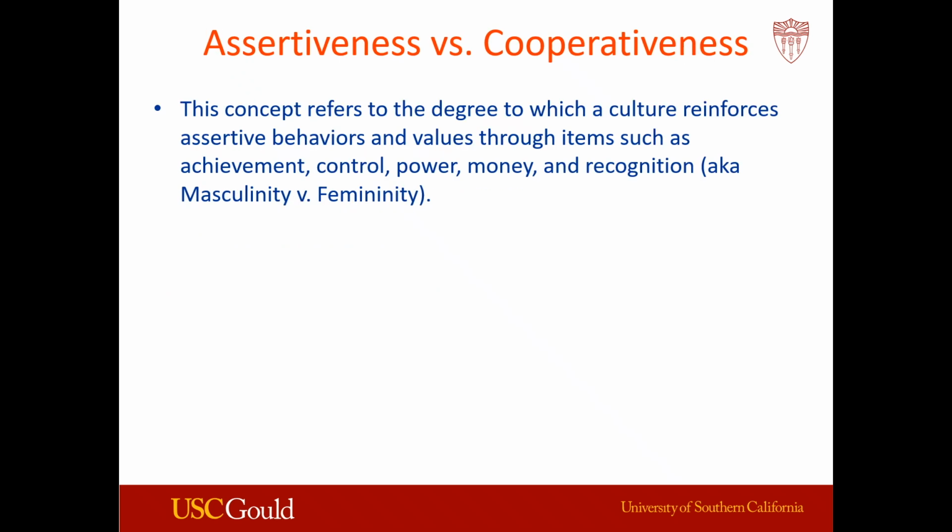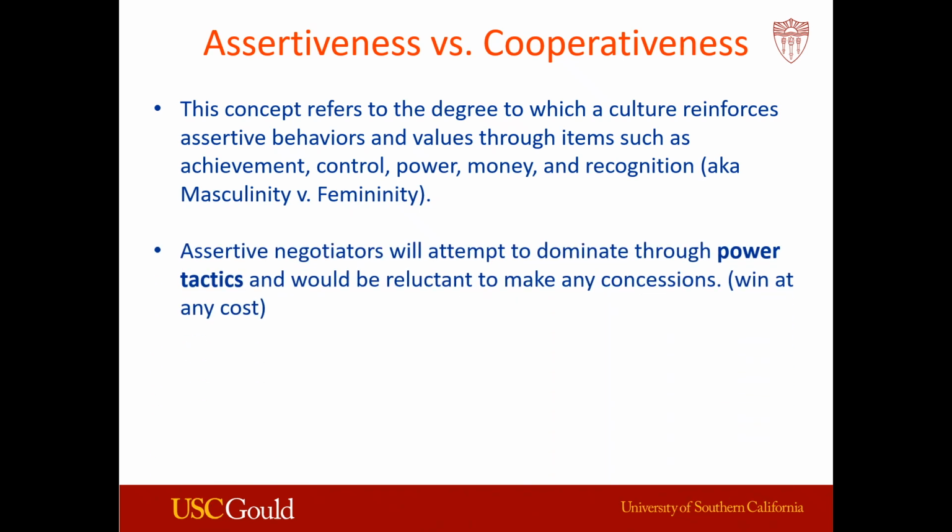Another dimension, we move on. Assertiveness versus cooperativeness, also called masculinity versus femininity, but in modern times these terms might be misinterpreted, and therefore what Hofstede called masculinity versus femininity is nowadays assertiveness versus cooperativeness. These are cultures that tend to be more aggressive, more masculine in this sense, power-centered in doing negotiation, versus those that are more, guess what, cooperative, right? Now, a certain negotiator will attempt to dominate through power tactics, right? And will be less willing to make concessions.